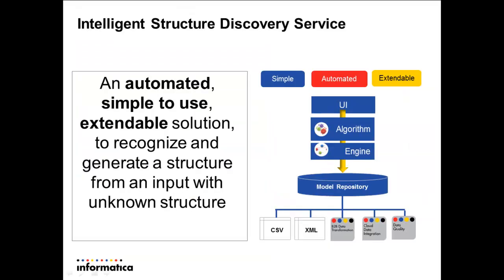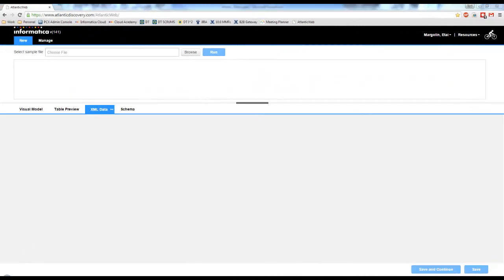This is where Intelligent Structured Discovery Service can help. It is an automated, simple-to-use, extendable solution which can analyze and detect the structure of an unknown input file. Once the structure is inferred, the user can easily define which pieces of the data to extract and save the data to a CSV or XML file, or deploy the model into the Informatica platform to apply further processing, such as data masking, data quality, or data transformation. Let's now go through a quick demonstration of the tool.